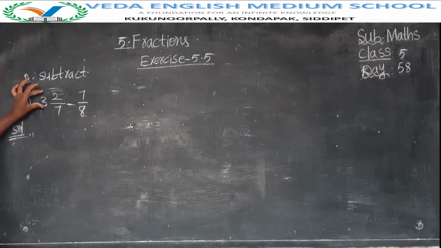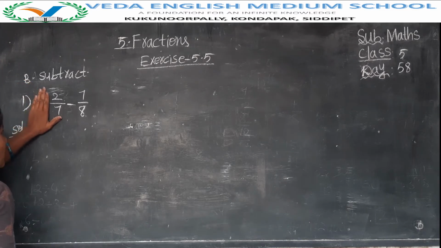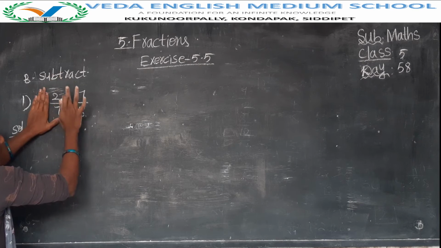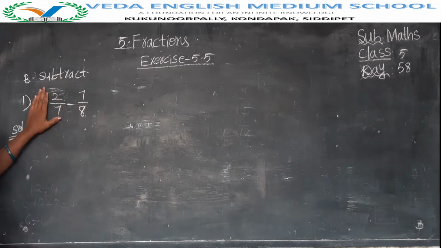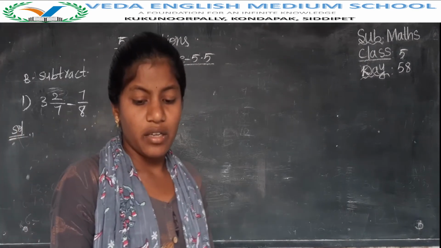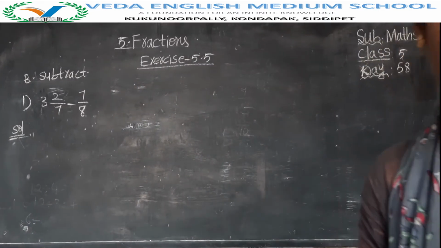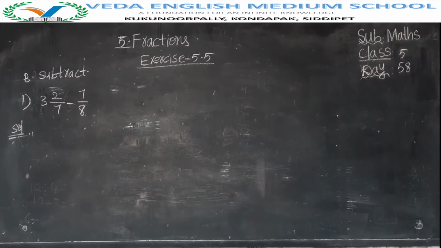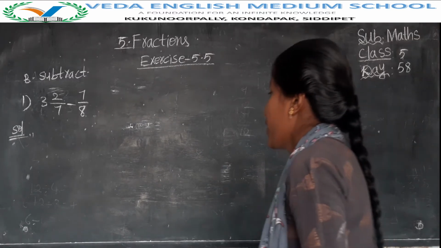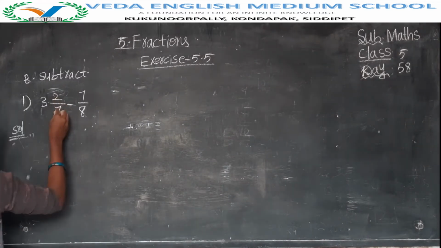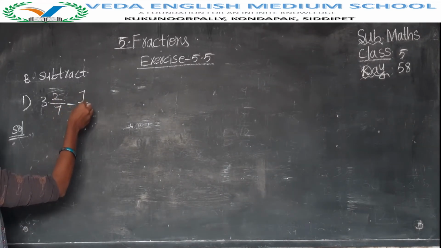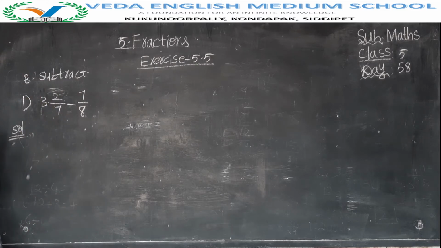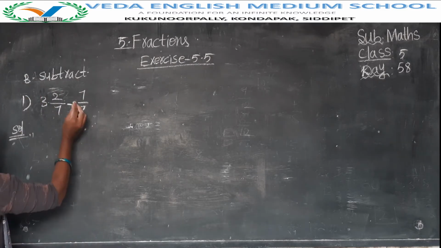So only 3 is there. This whole number keep as it is, because here we don't have another whole number. So you should keep it like that only. Then we have to subtract. Now see here, it is 3 into 2 by 7 minus 7 by 8. Here if we don't have any whole number, then we have to take that whole number as 1.